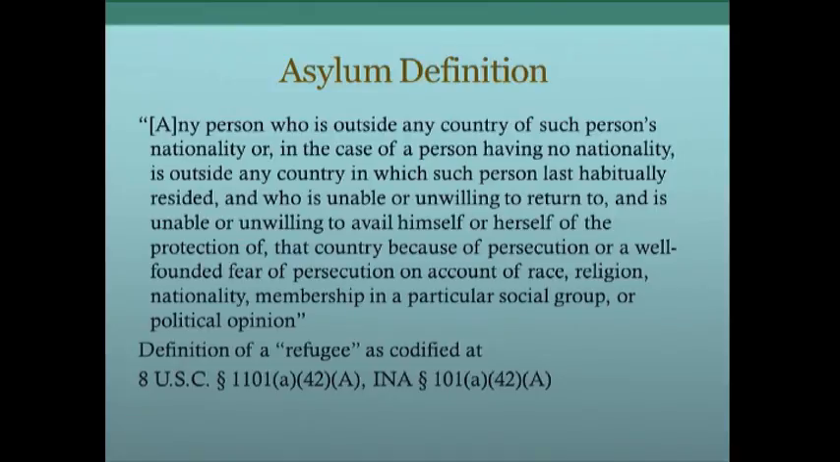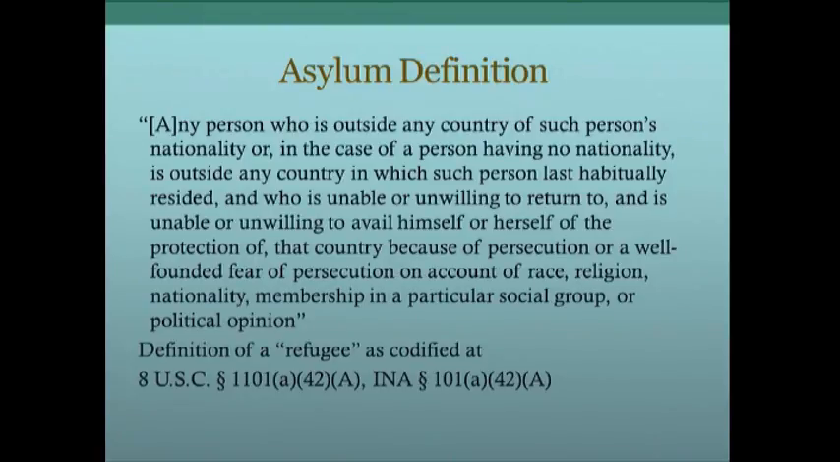So the definition of asylum, we've got the text version and then a more visual version. Essentially, asking for asylum is asking to be recognized as a refugee and qualifying under the refugee definition as anyone who's outside of their country of nationality, or in the case of a person having no nationality, outside the country of last habitual residence, who's unable or unwilling to return to or avail themselves of the protection of that country because of, and here's the very key language, persecution or well-founded fear of persecution on account of race, religion, nationality, membership in a particular social group, or political opinion.